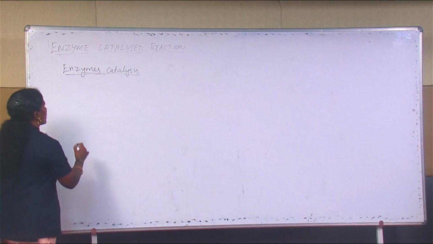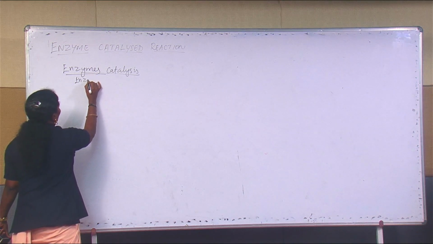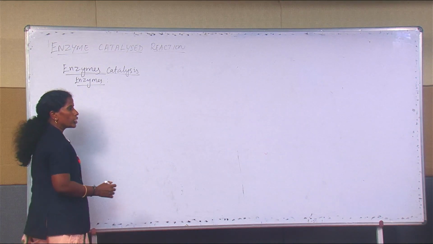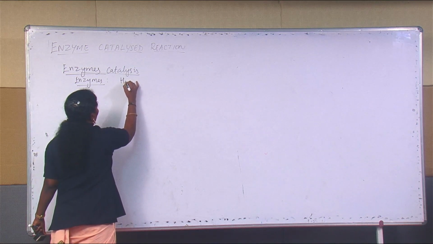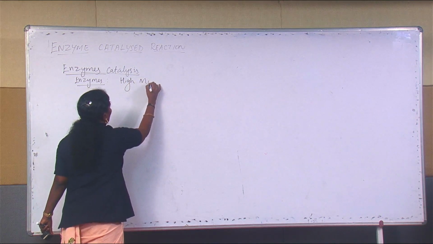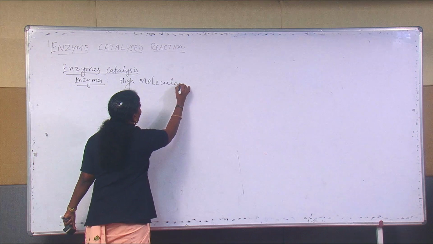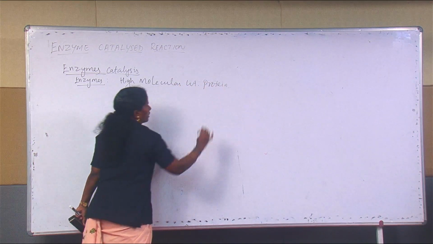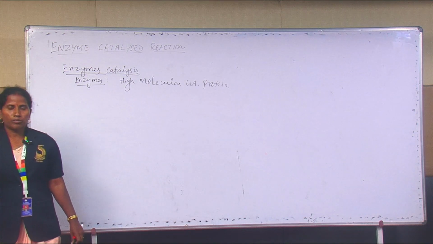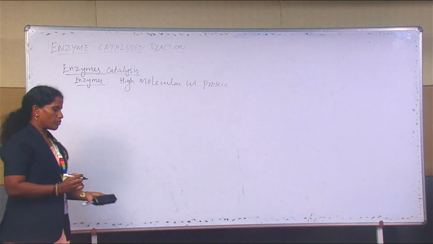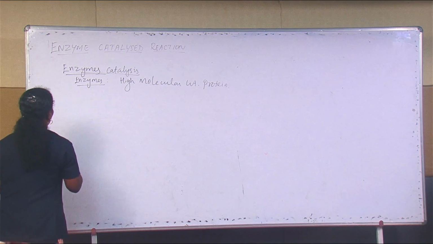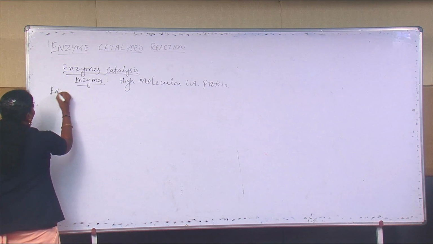So, what is an enzyme? Enzymes are high molecular weight protein molecules. These enzymes, acting as catalysts, give enzyme catalyzed reactions. There are some examples of enzyme catalyzed reactions.